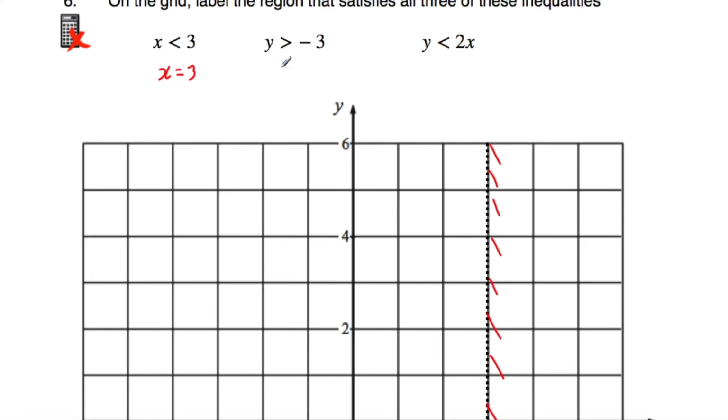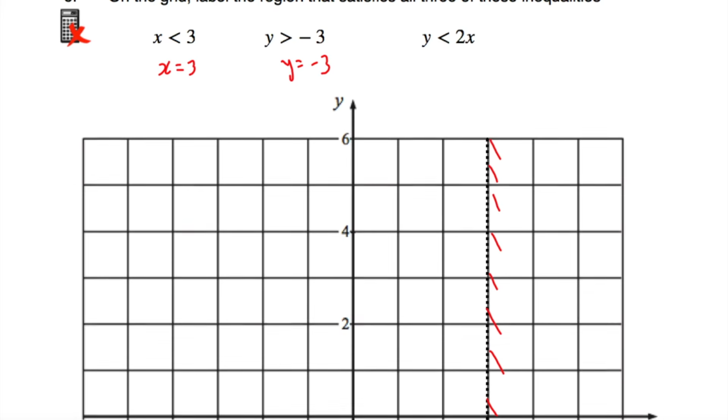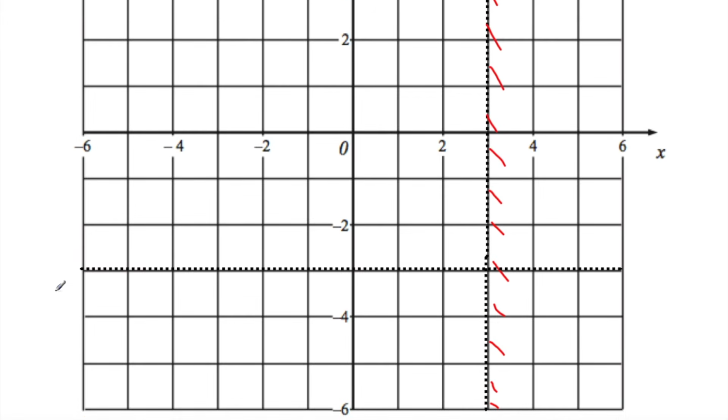Y is bigger than negative 3. So let's draw the line y equals negative 3. That'll be a horizontal line passing through negative 3 in the y-axis. And y is bigger than negative 3, so we want the points that are above the line. So let's do that. Okay, so we've drawn the graph of y equals negative 3, that horizontal line that passes through negative 3 in the y-axis. And the inequality is y is bigger than negative 3, so we're rejecting all the points below that line because all the points above the line would satisfy the inequality.